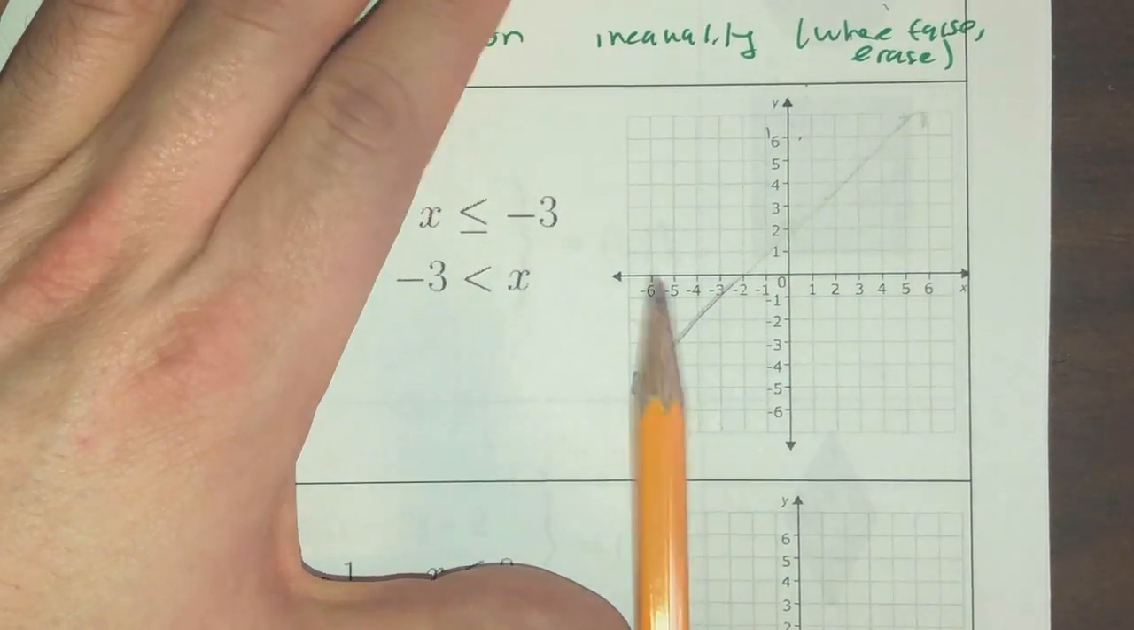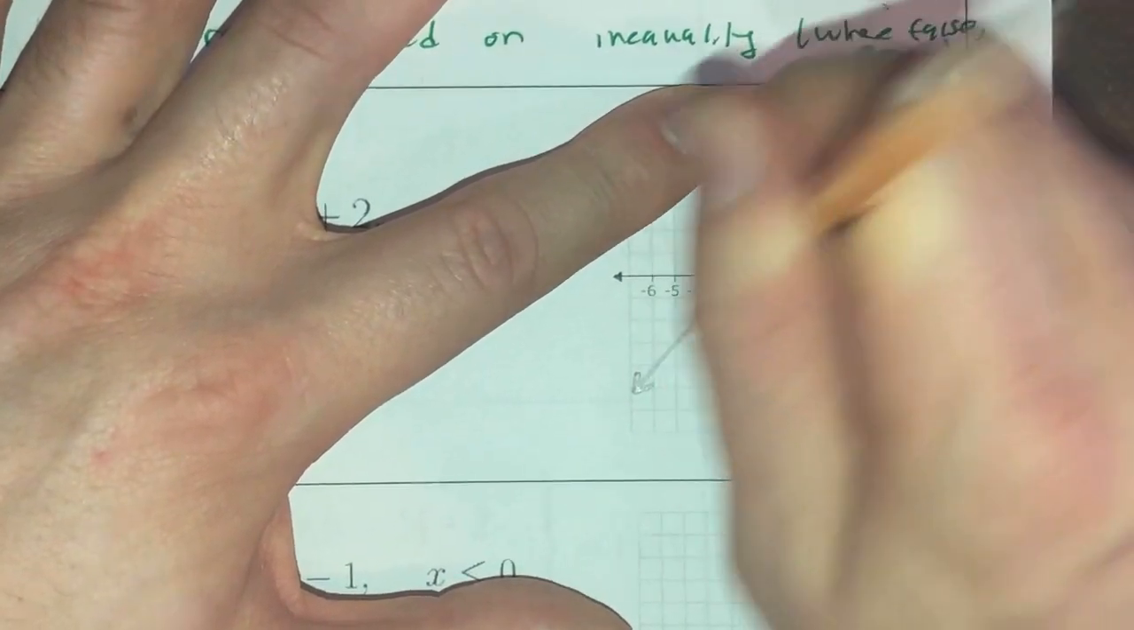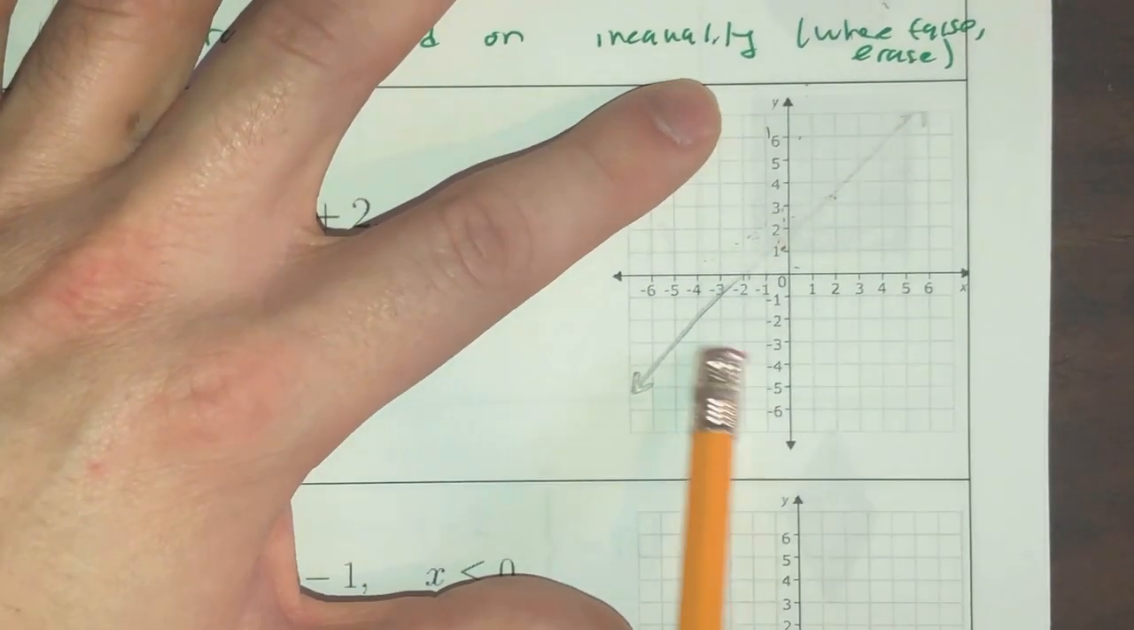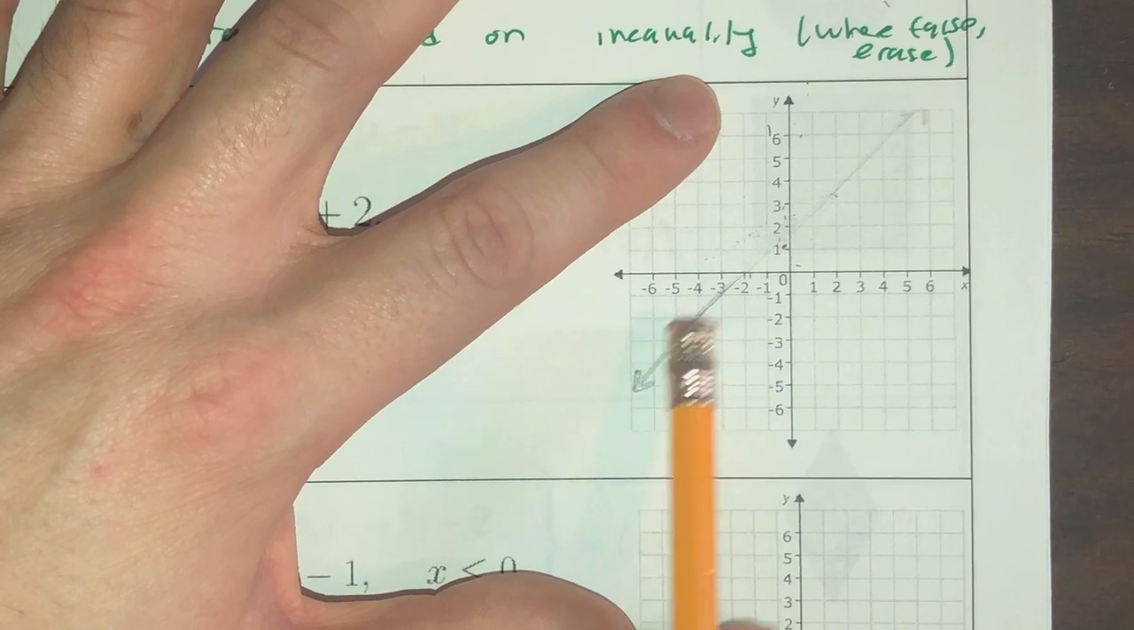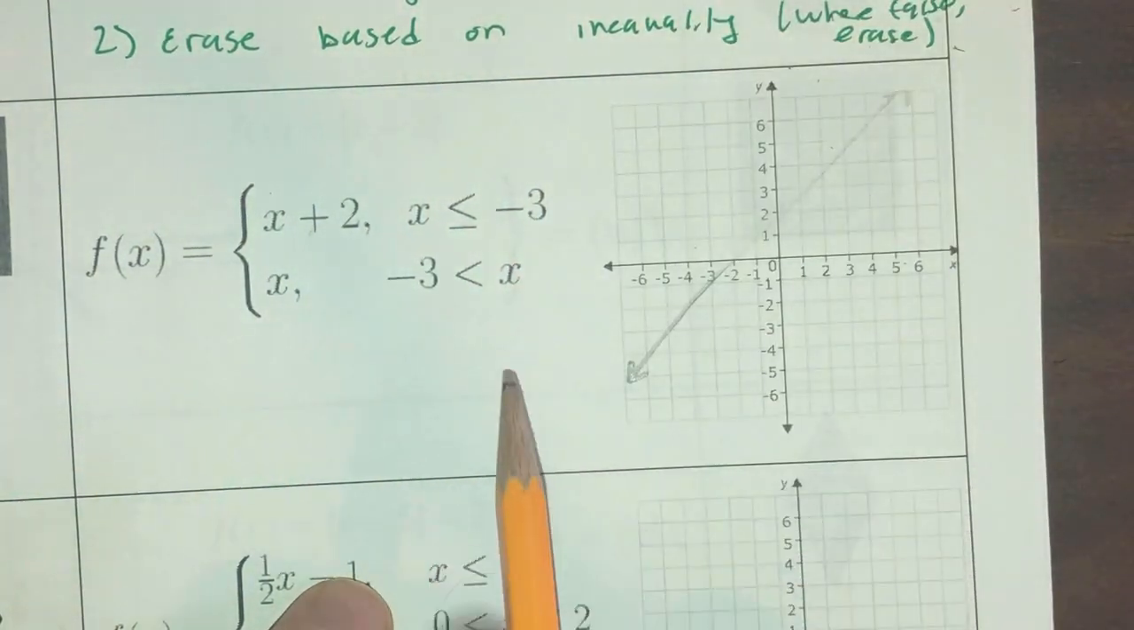Now, here's the step I didn't miss. Don't forget, you need to leave a dot on the end. So see, I get all the way down. And remember, it's not y. You don't stop at the negative 3 on the y. You stop at negative 3 on the x. What do I do? At that point, I leave a dot.